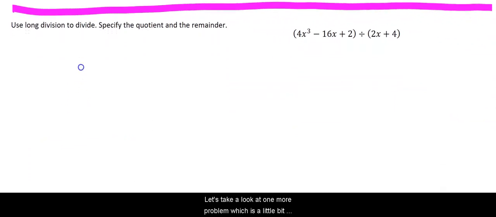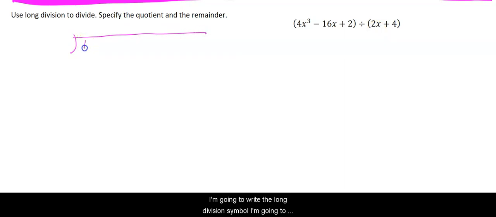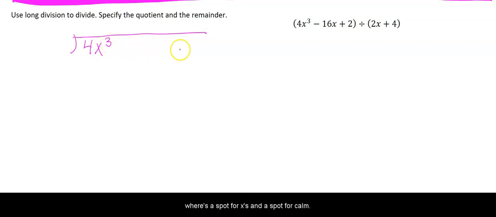Let's take a look at one more problem, which is a little bit longer and a little bit more difficult. In this case, I have a missing x squared term, and my divisor has a coefficient on the x term. Let's see what difference this makes. I'm going to write the long division symbol and put the dividend underneath it. The highest degree term is x cubed, so I need a spot for x squareds, a spot for x's, and a spot for constants. I have no x squared terms in the dividend, so I can fill it in with 0x squared. Then minus 16x, then plus 2.